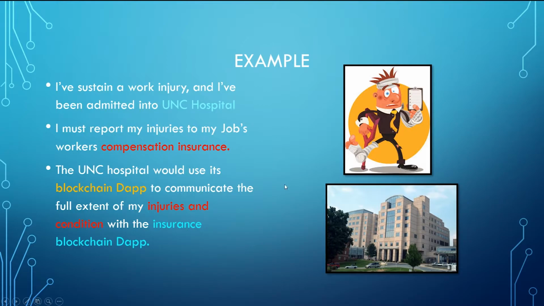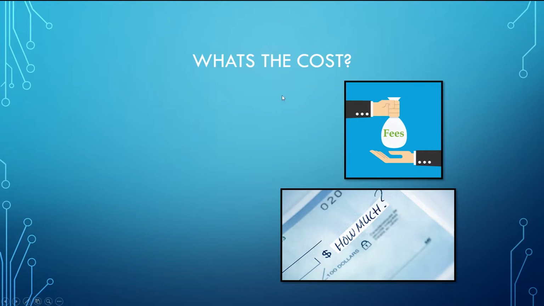So my hospital would send the full extent of my injuries and conditions to my job's workers' compensation insurance company. So this would be an example of a hospital transmitting data to an insurance company via the Icon blockchain, and the insurance company would receive the information almost instantaneously thanks to the Icon ecosystem. So what are the costs of the ecosystem?